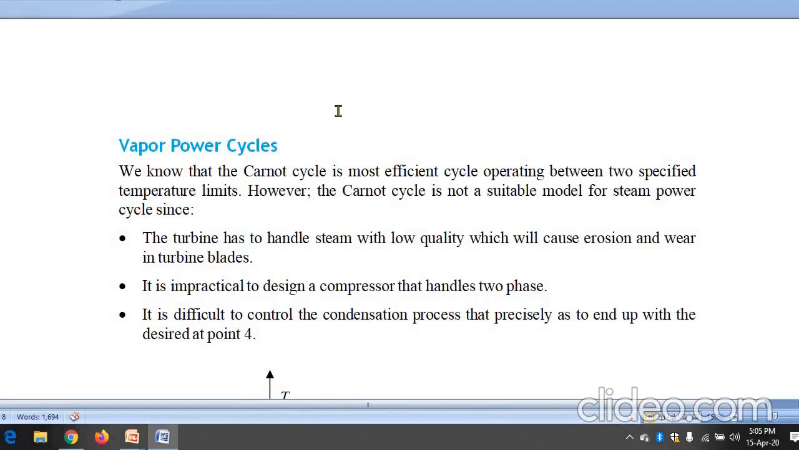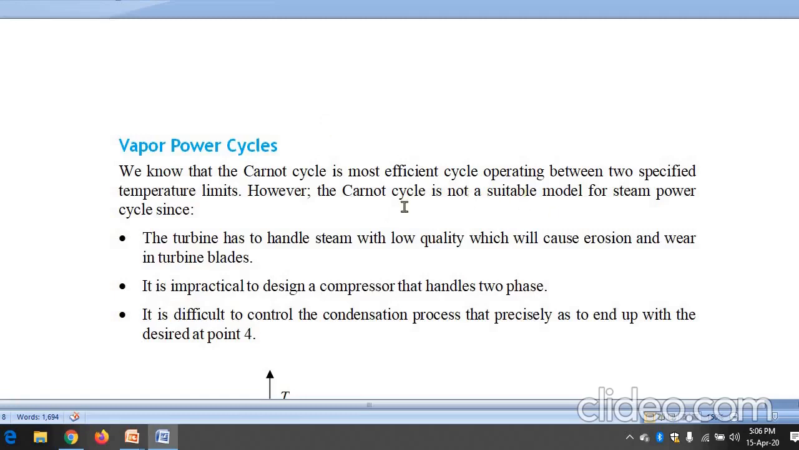For any engine or cycle, the basic cycle is the Carnot cycle. As we know, in the Carnot cycle there are 4 processes: 2 isothermal processes and 2 adiabatic processes. So isothermal compression, adiabatic compression, isothermal expansion and adiabatic expansion. That Carnot cycle will give good results when it is operating between 2 fixed temperatures, that is source and sink. Now, the Carnot cycle is not a suitable model for the steam power plant.